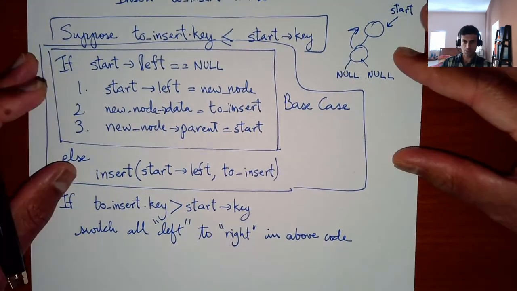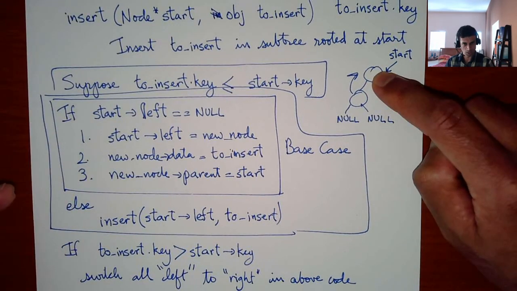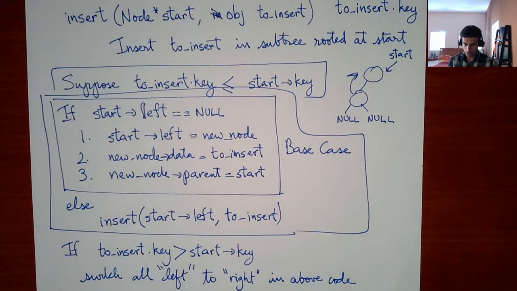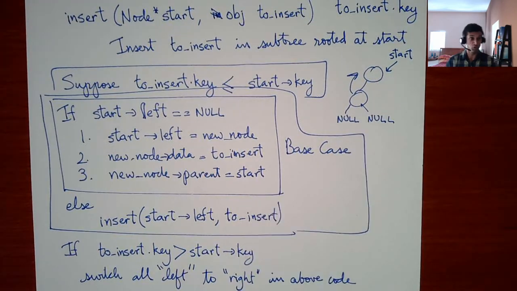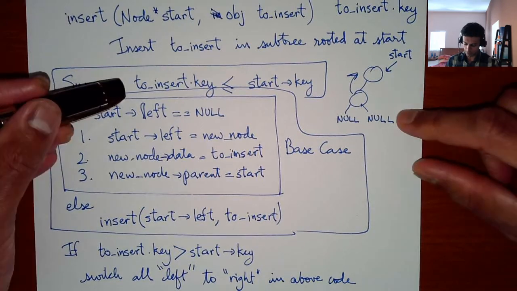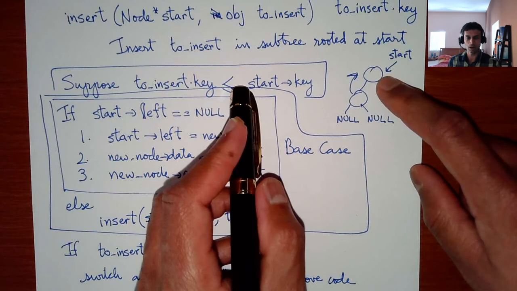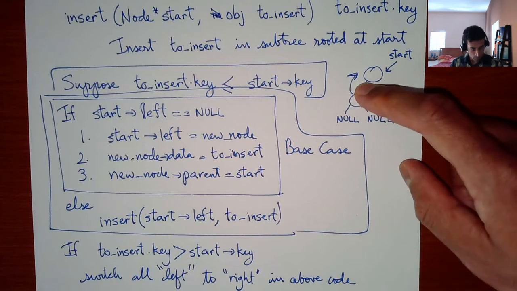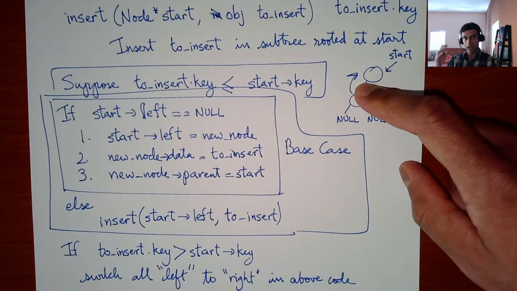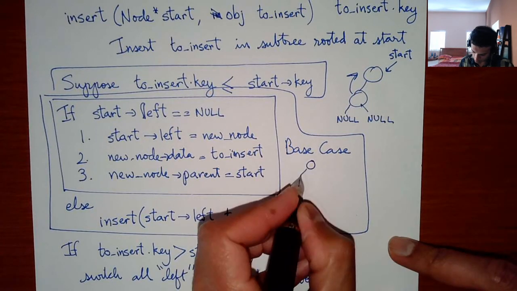So first, let's understand this again. If you wanted to insert at the subtree rooted at start, first you check. So essentially it boils down to 4 different situations. You first check, is the key of what you want to insert less than start arrow key, or is it more? So if it's less than or equal to, then you have to insert on the left. Now this is sort of like the big case. This is the left case. Now within the left case there are 2 subcases. What is the first subcase? Is that this is null.